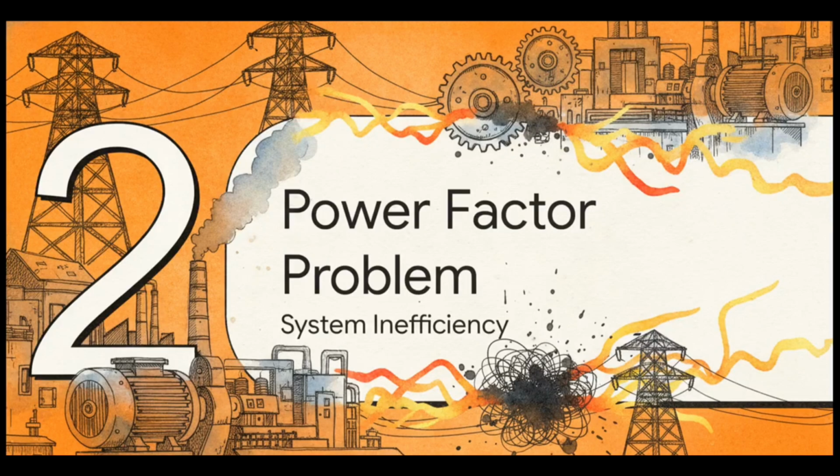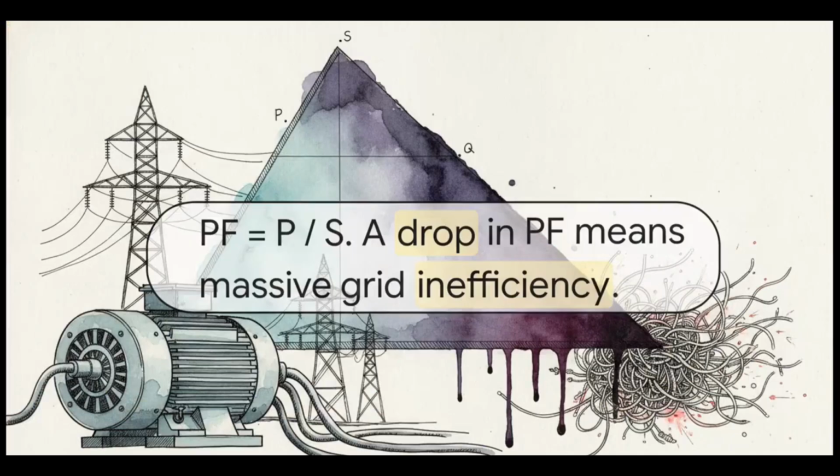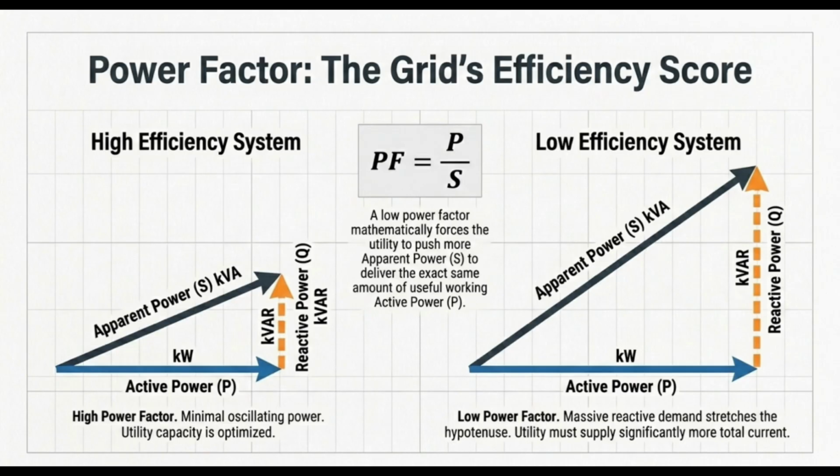Moving right along to Section 2, the power factor problem. What exactly happens when our industrial world skews this delicate balance? It all comes down to a really simple ratio. Power factor is just active power divided by apparent power. In a perfect world, that ratio is a clean one. But when a massive factory flips on its heavy induction motors, it absolutely chugs reactive power. Apparent power balloons, and your power factor plummets. Suddenly, you're demanding way more capacity from the grid just to get the exact same amount of actual work done.